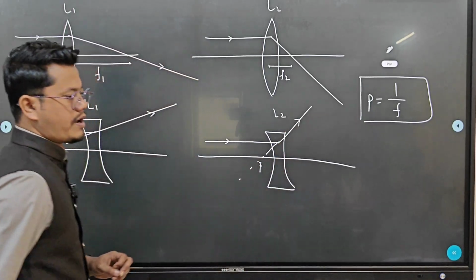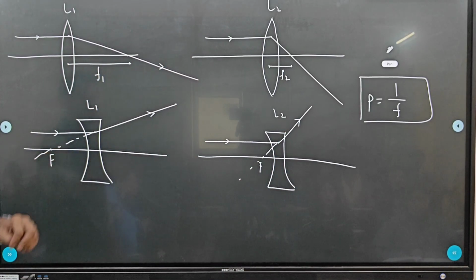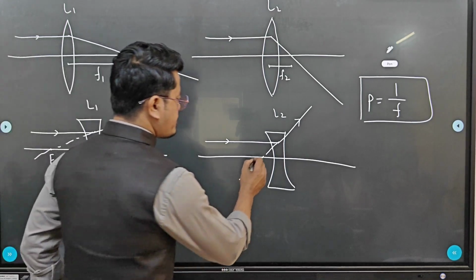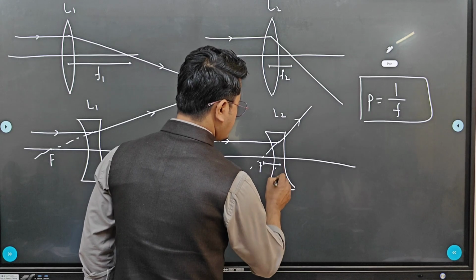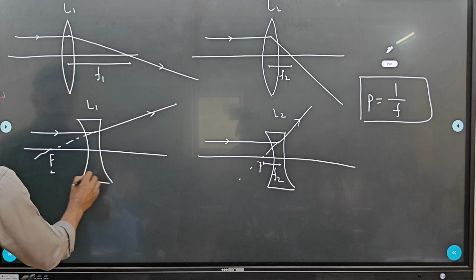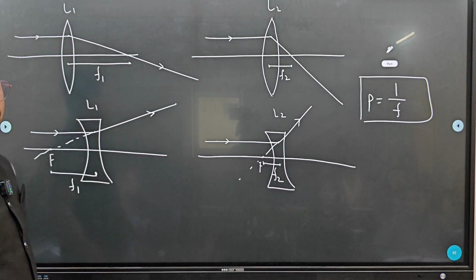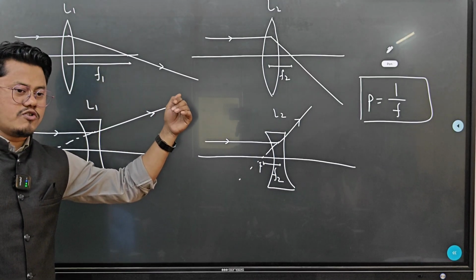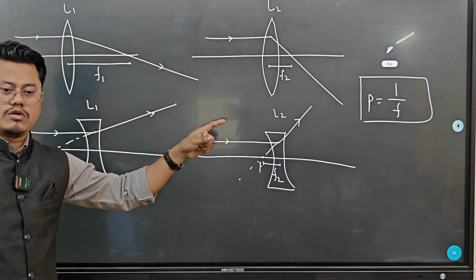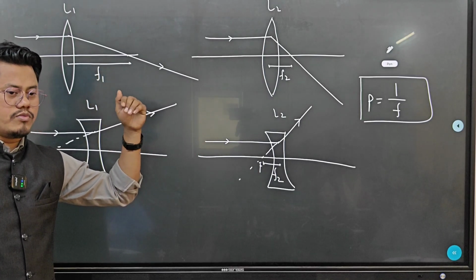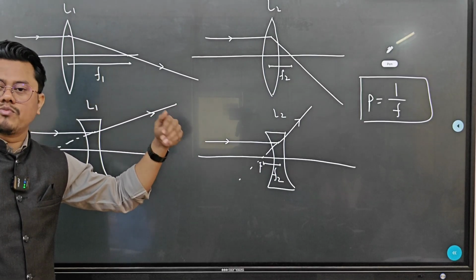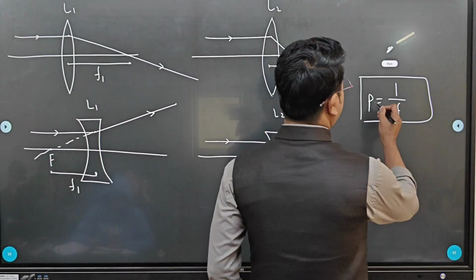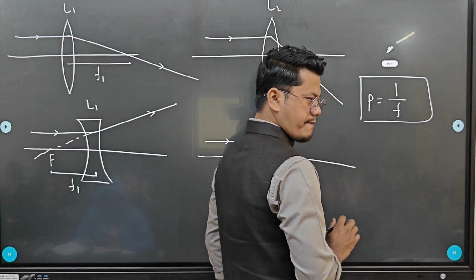Who has got more diverging power? L1 or L2? L2. L2 has got more diverging power. That is the reason why the focal length is less. But in this case, the focal length is more or not? So in case of concave lens also, if the lens has the ability to diverge more, it has more power. Understood or not? For both the cases, power is always 1 by f.